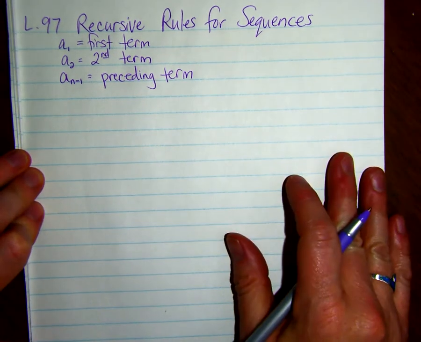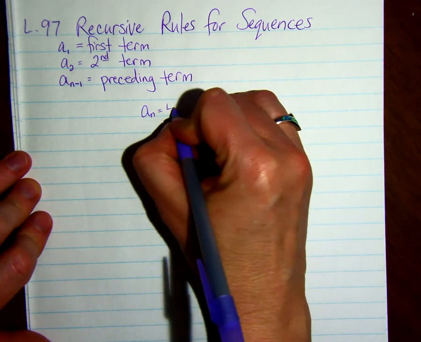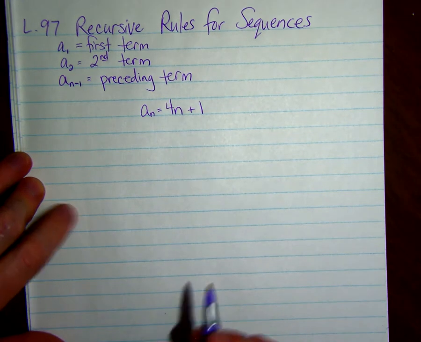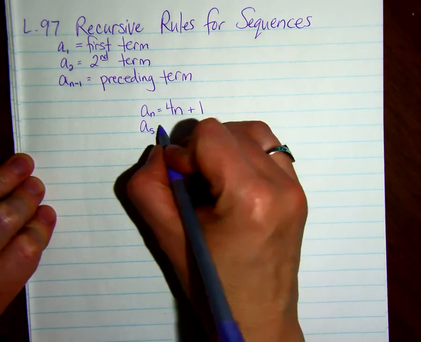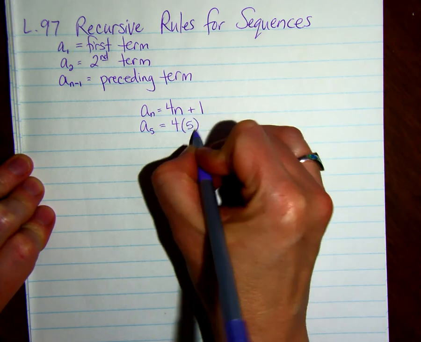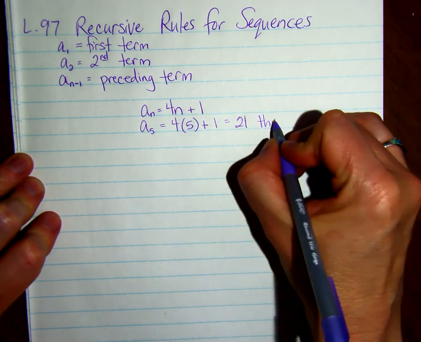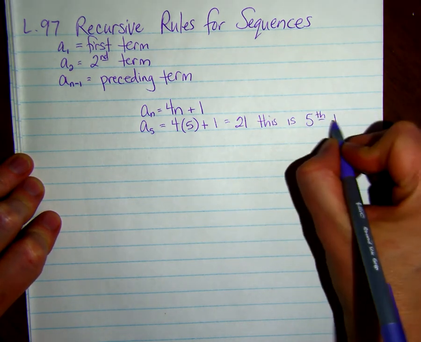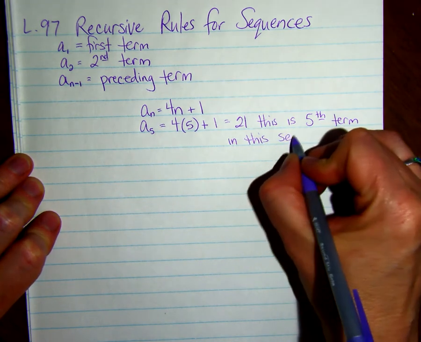So here we have a rule for a sequence. A sub n equals 4n plus 1. So if I wanted to find the fifth term, that would be a sub 5. I'm going to do 4 times 5 and then add 1. And this, 21, is the fifth term in this sequence.